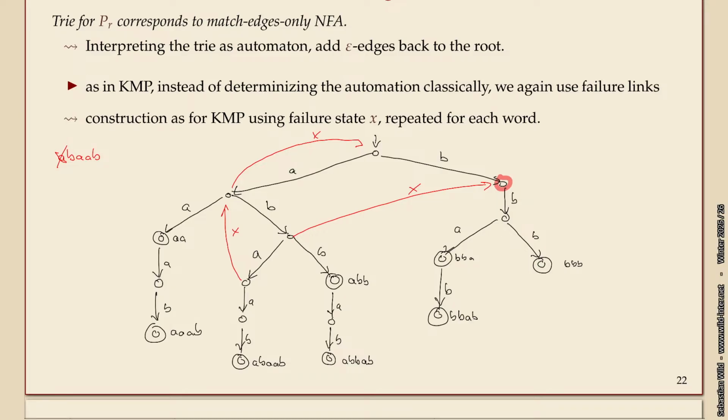Suppose now let's look at a different string. Let's look at this A, B, B, A, B. And let's look at, say, the prefix that leads here, this ABB. So we want the failure links from here. Okay, that's the blue guy. Where does the failure link have to go to? Well, I have to read BB. And BB leads me down here. So failure link has to go to this place.